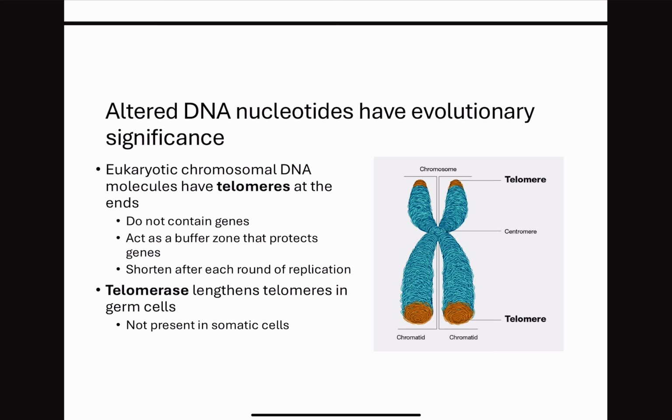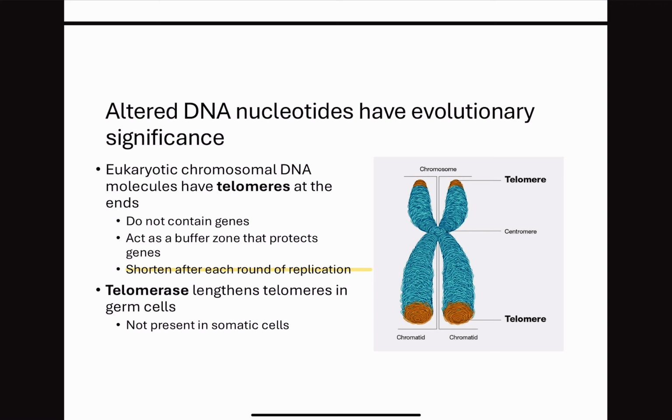So limitations of DNA polymerase exist. DNA polymerase creates a problem for the linear DNA of our eukaryotic chromosomes. This is because DNA polymerase has no way to complete the 5' end of the daughter strands, and every single time that we have replication, we're actually producing shorter and shorter DNA molecules.